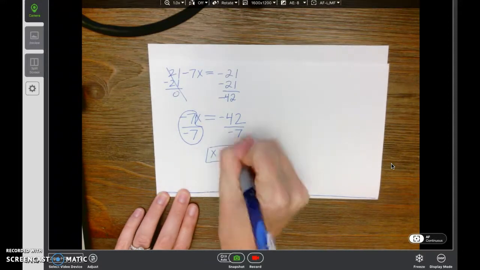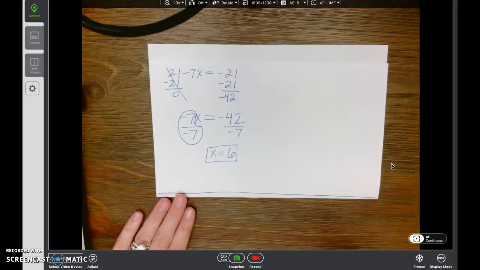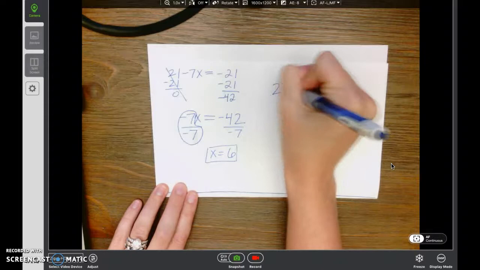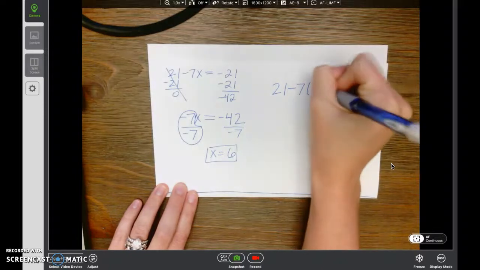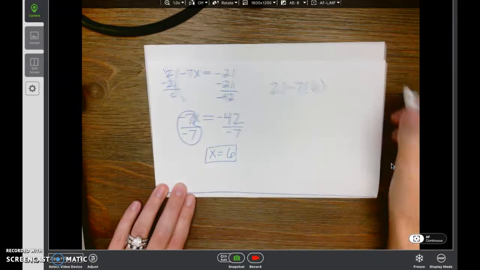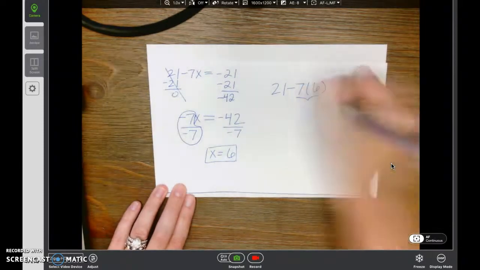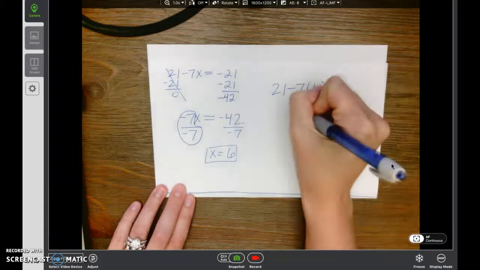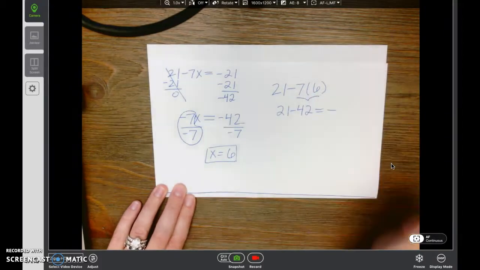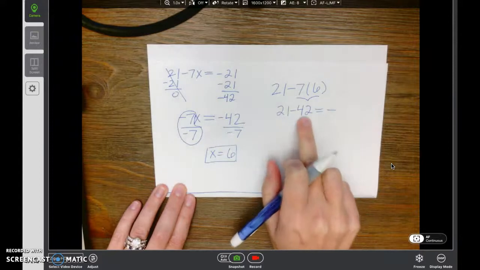So x equals 6. If I want to make sure that I got this correct, I'm going to plug it in to my equation. So I'm going to do 21 minus 7 times 6 and make sure it equals negative 21. So order of operations, I need to do my multiplication first. So 7 times 6 is 42. 21 minus 42, I know my answer is going to be negative because 42 is greater than 21.